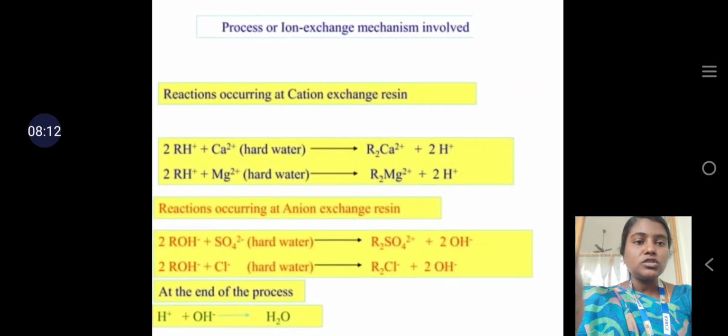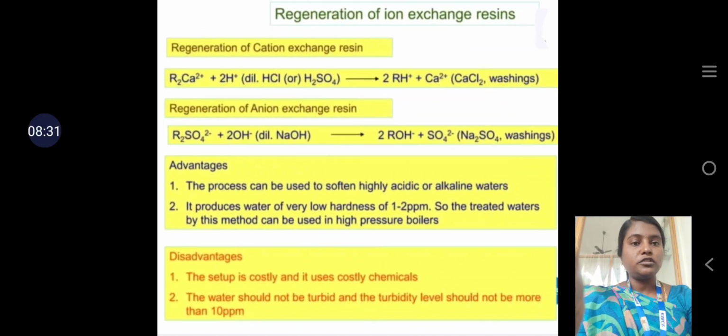After these two processes are completed, that means removal of cations and anions, at the end of the process we will get pure water. That means it consists of only H plus ion and OH minus ion. It's a very efficient method. Even though it is an efficient method, it has some drawbacks also.